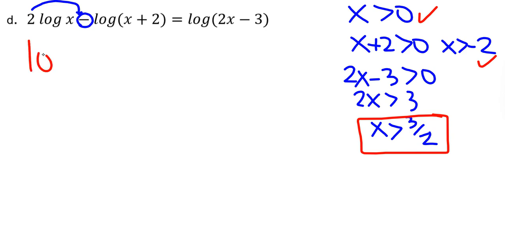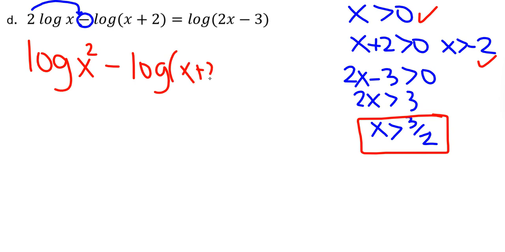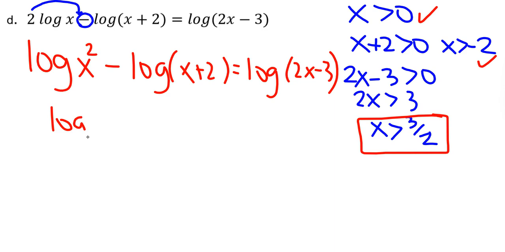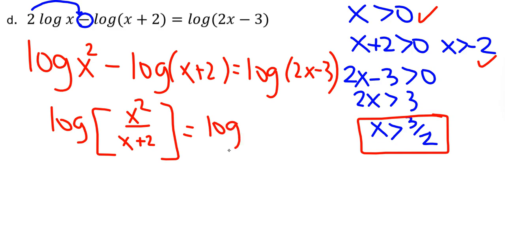Okay, so numbers up front go up top to be exponents. Okay, and notice there is no base, so it's a common base of 10. Logs that are subtracted can be combined through division of the arguments equals to log of 2x minus 3.